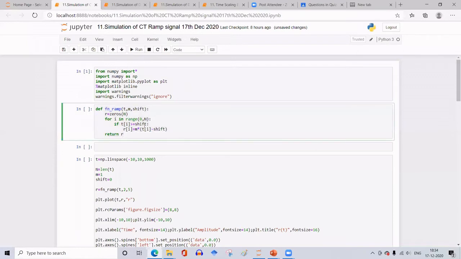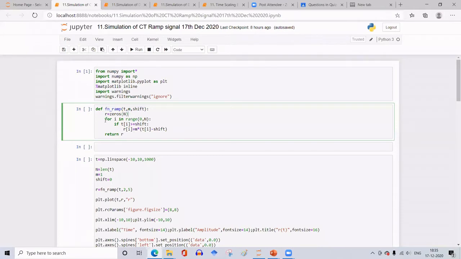Next, the same thing I have written here. I have defined a ramp function, fn underscore ramp, which has 3 arguments. First one is the x-axis, that is time. Next is the slope, and next is the shift, in the same order. Next, initializing an array R with zeros of capital N number of elements. N we shall see in the next cell what is the value of N.